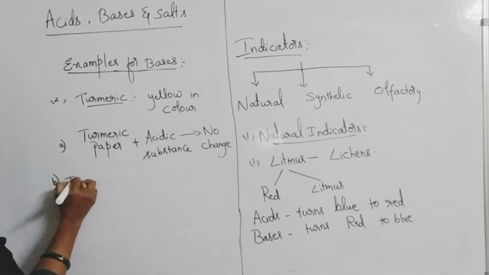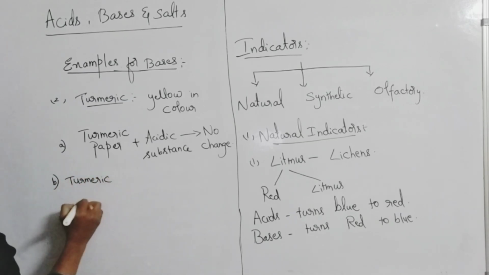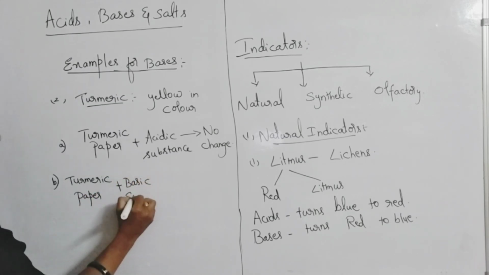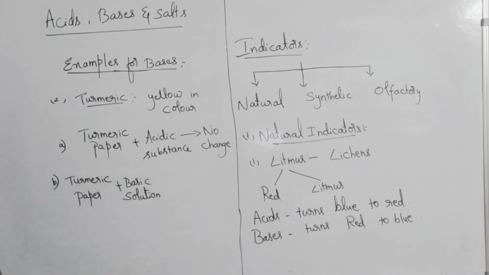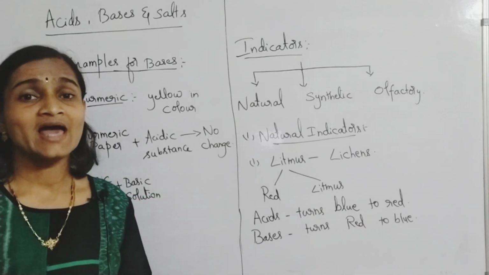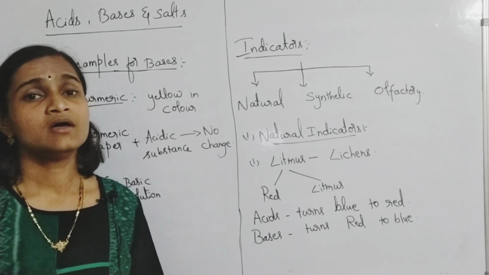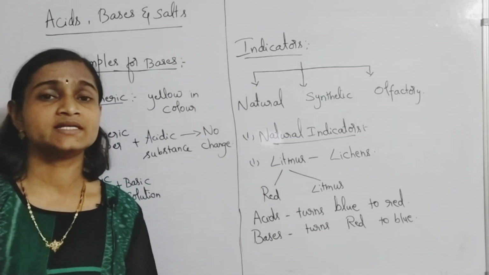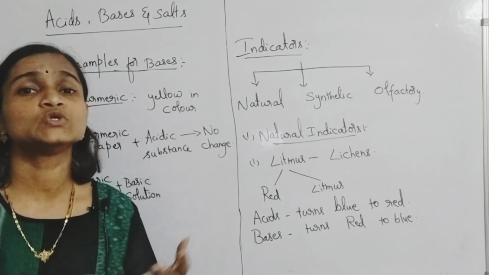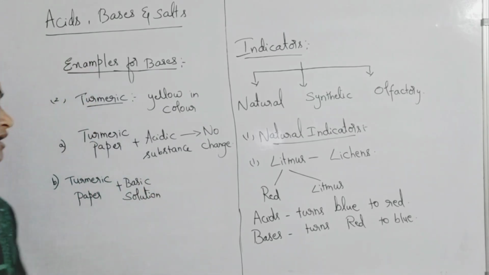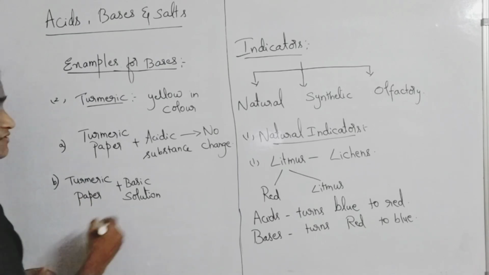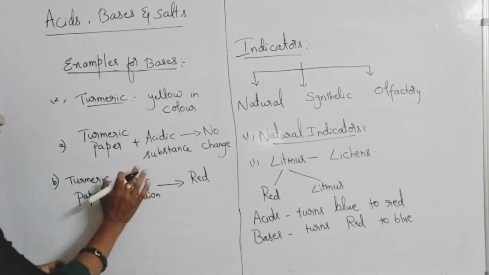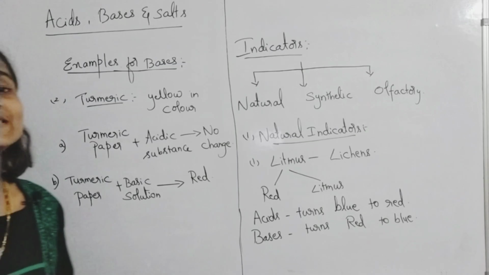Same like that, if you take the same turmeric paper and apply a basic solution on it, like you can take soap solution, or you can take a shampoo. Shampoo also consists of what? A basic solution only. As I already told you, sodium and potassium hydroxides are there in basic substances, even in soaps and detergents. So turmeric paper plus a basic solution, immediately it turns red. If it turns red, then you can say that the substance you have taken is basic.